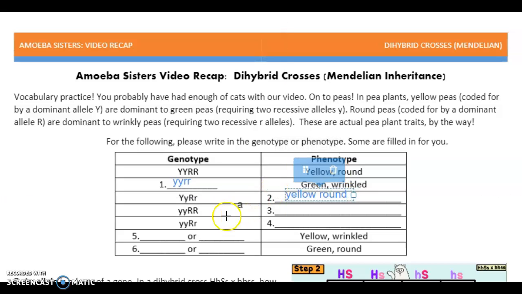Next it gives us our genotype. Our genotype is little y, little y, big R, big R. So our Y's are homozygous recessive, so that would show the recessive trait of being green. Our R's are homozygous dominant, so we show that dominant trait of being round. This would be green and round.